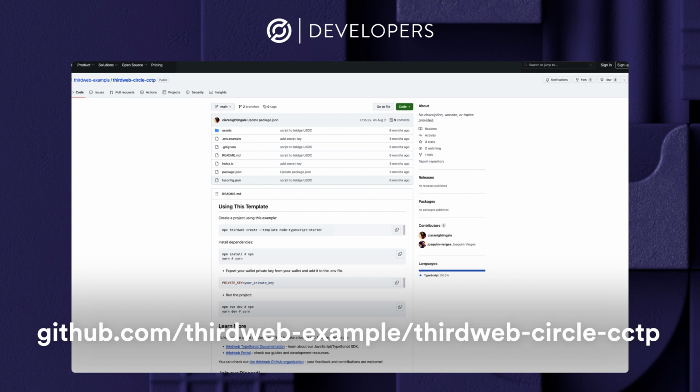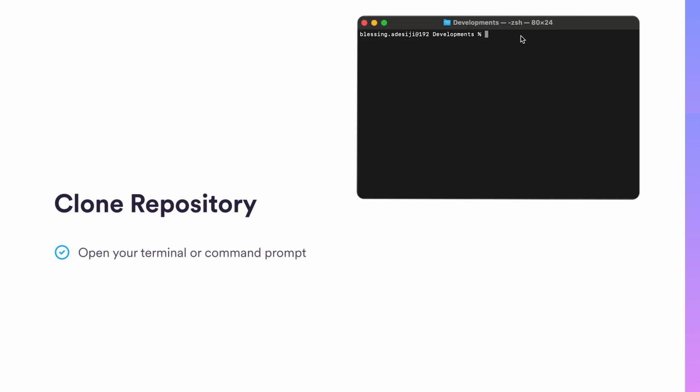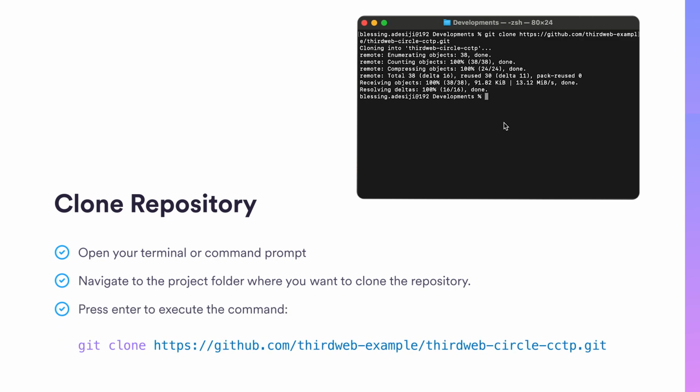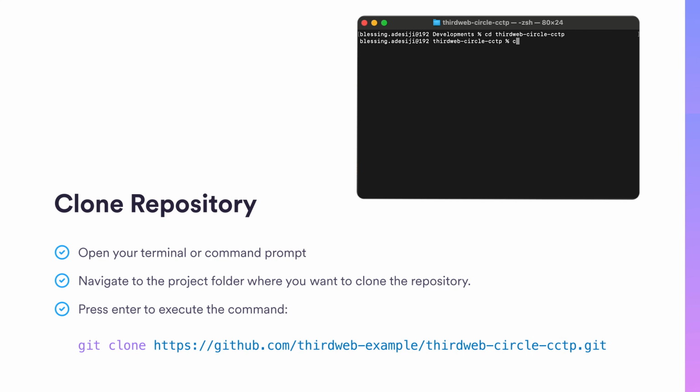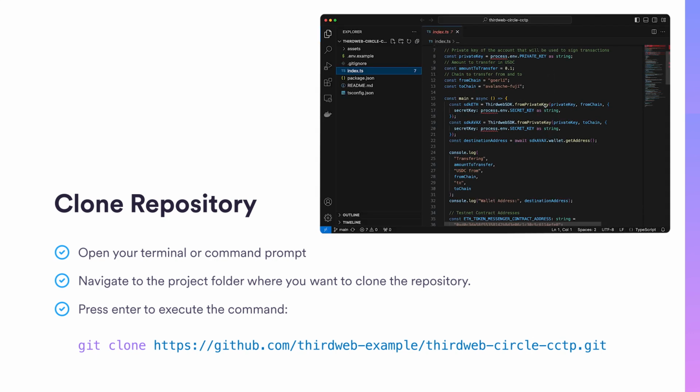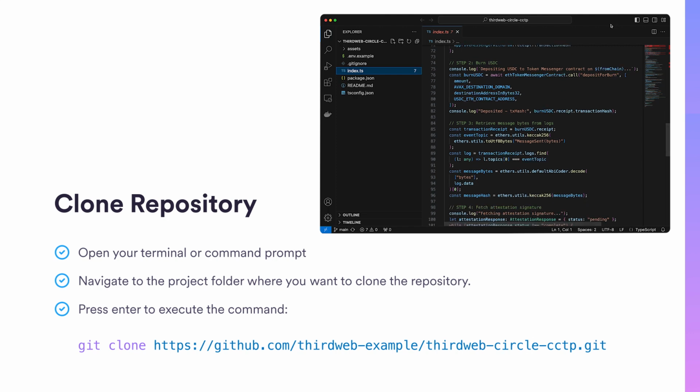To get started, navigate to this GitHub address where you clone the repository. To clone the repository from the given address, follow these few steps. First, open your terminal or command prompt. Then navigate to the project folder where you want to clone this repository. Then press enter to execute this command. This will initiate the cloning process and the repository will be copied to your local machine in the specific project folder. Please ensure that you have Git installed on your system before running this git clone command.